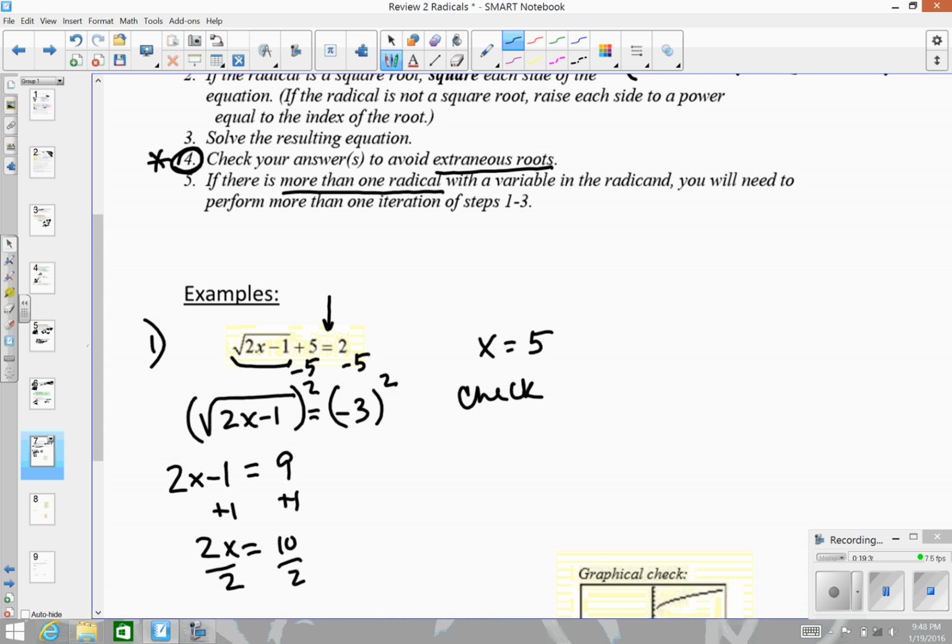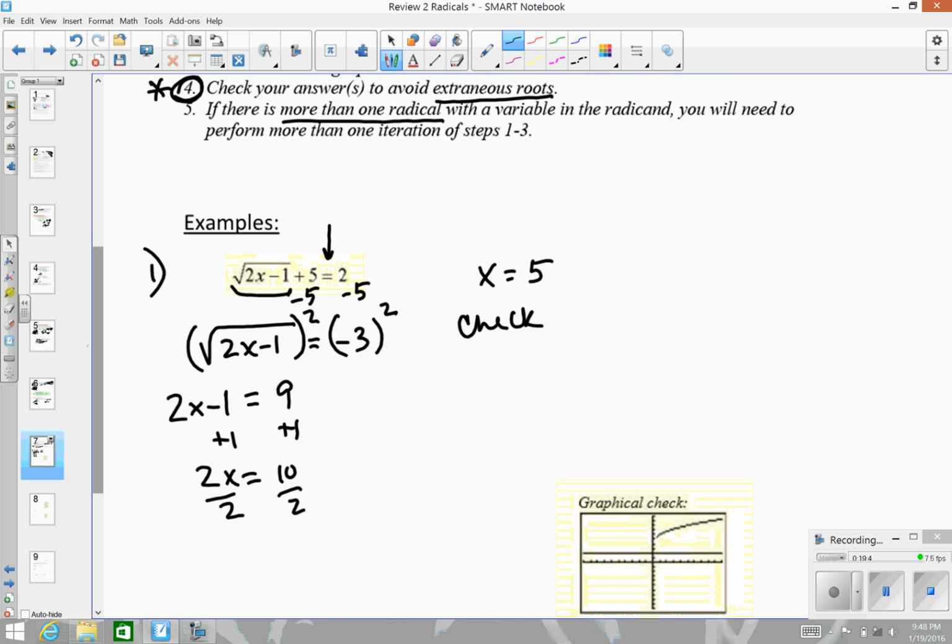And I think you all know how to check algebraically. Substitute in the value of 5 for x in the original equation. So to do an algebraic check, I would go back to my original equation, put in 5 for x, and then solve that and see if the left side is equal to the right side. But I want to show you a graphical way to check.